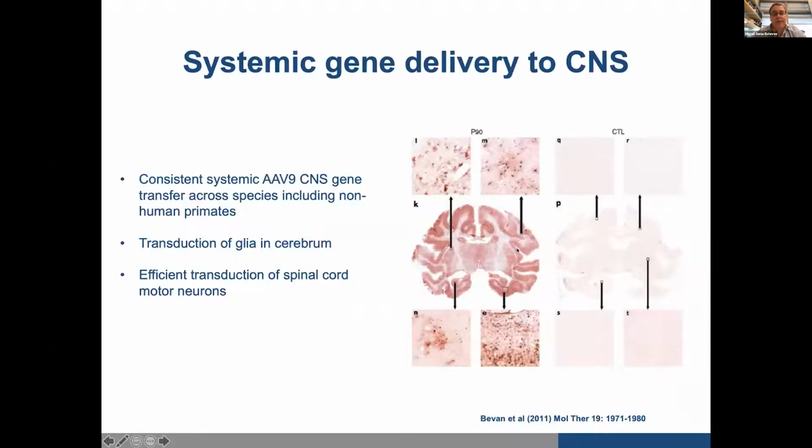Now, an important finding to consider in the context of gene transfer and gene therapy for a disease like MPAN caused by C19orf12, which is a mitochondrial protein, is that the transduction in the postnatal stage occurs in the brain mostly in glia. So this is one of the limitations of systemic gene transfer, except in the spinal cord, where it actually transduces spinal cord motor neurons quite effectively.